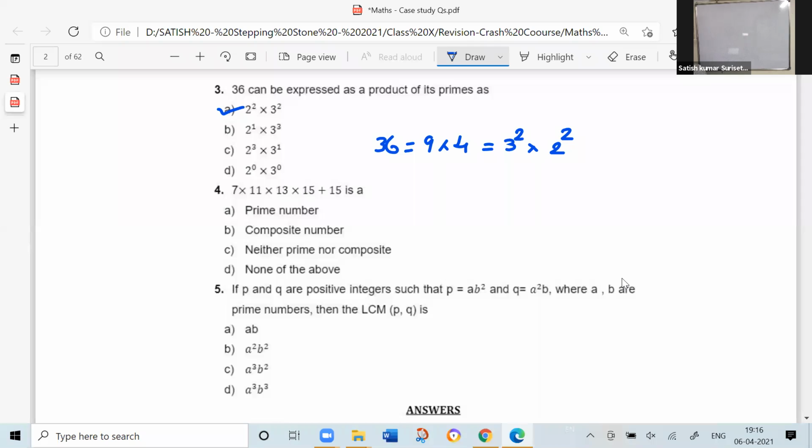Now, try fourth problem. 7 into 11 into 13 into 15 plus 15 is a. Now here, you need to observe the question and write the answer. Don't calculate the value. If you are trying to calculate the value, it becomes very lengthy. So what is your answer? Composite number. Now, correct. Can you give me the explanation? What is the explanation? Anybody?